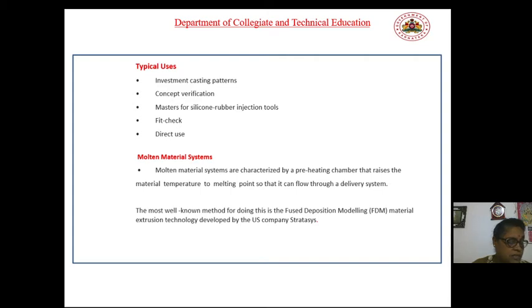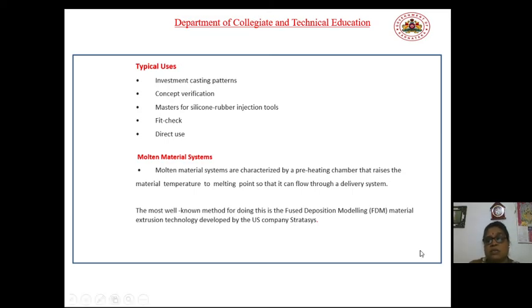Supports are removed by inserting the complete part into a temperature controlled bath that melts the support material away, leaving the part material intact. So the use of wax along with the precision of the Solidscape machines makes this approach ideal for precision casting applications like jewelry, medical devices and dental castings. Few machines are sold outside of these niche areas. So this is the molten material system.